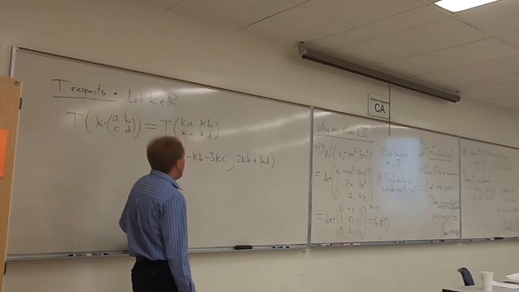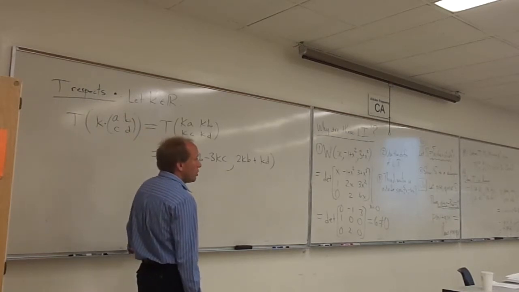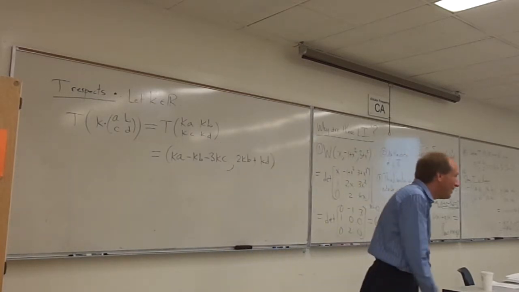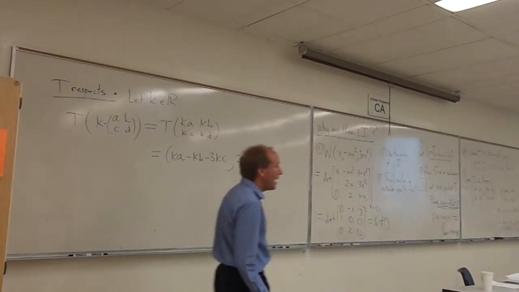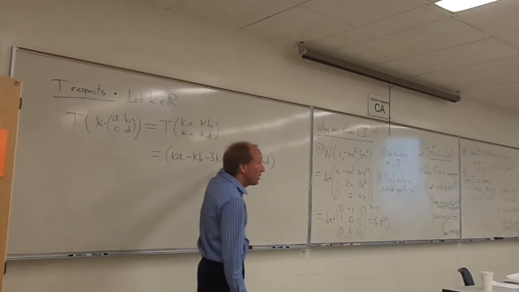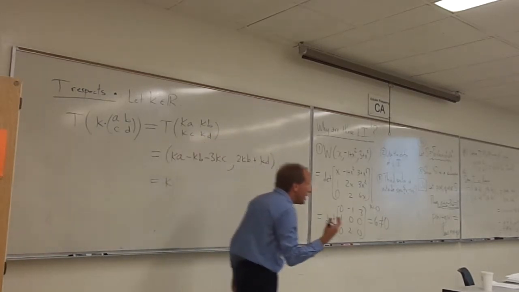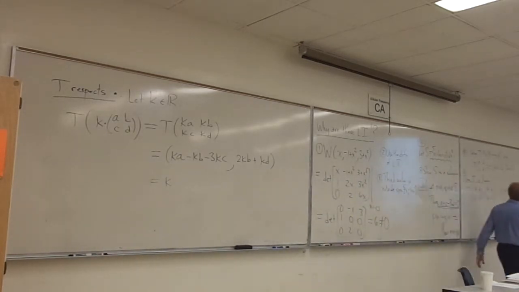What are you just staring at here, what are you dying to do right now? The k can come out, right? There's a k in every single term, so you want the k on the outside. Let me just remind you guys, we're trying to show that T of k times v is k times T of v. We want that k to get pulled on the outside, but it starts out on the inside.